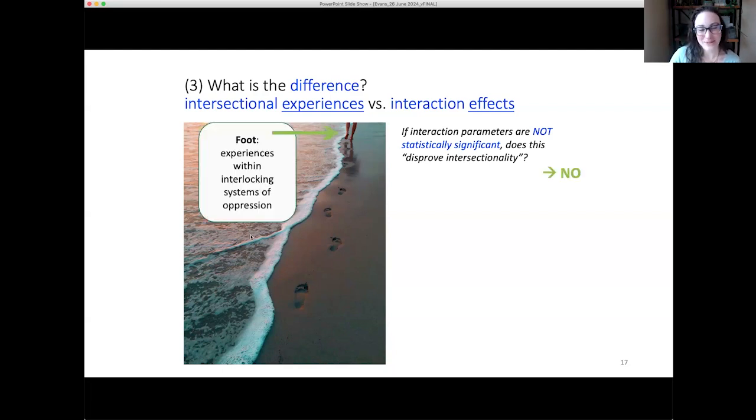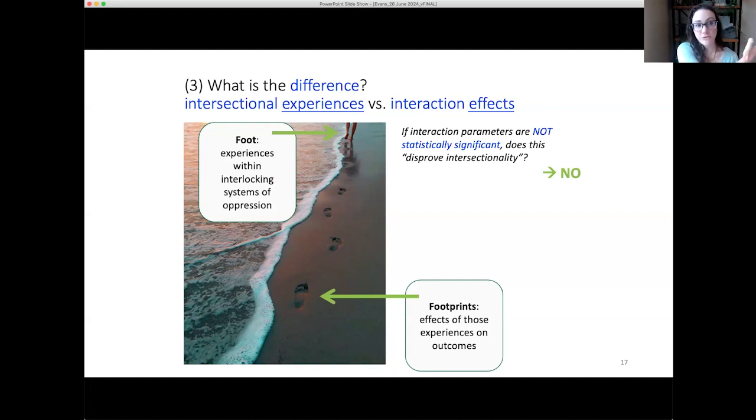I hope you're seeing this now, but conceptually, what this is getting at. The foot here in this analogy is the experiences or the exposures somebody might have by virtue of the position they occupy in these different interlocking systems of oppression, right? So the foot exists. It is a real thing. What we are only ever looking at is the footprints. So we theorize the foot as existing. We're not actually saying much here, especially in quant world, about the foot. We're looking at footprints. We are looking at the effects that those experiences might have on a particular outcome in a particular population at a particular point in time.